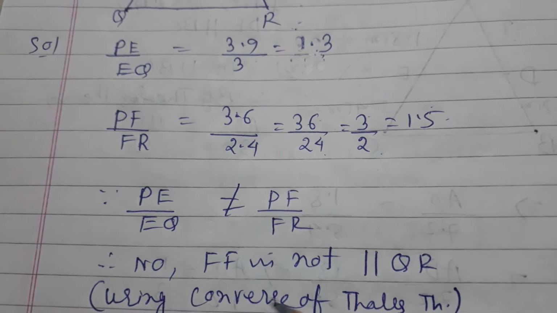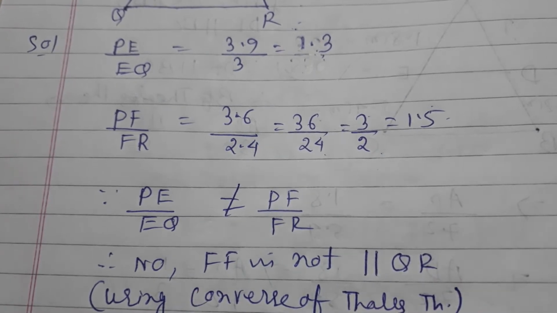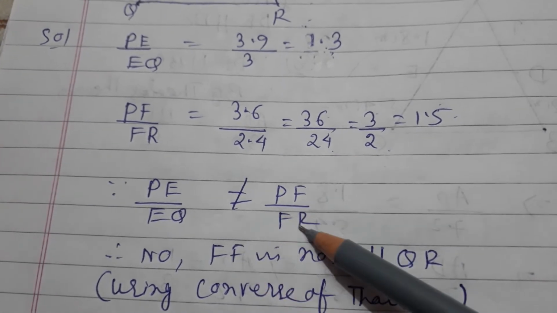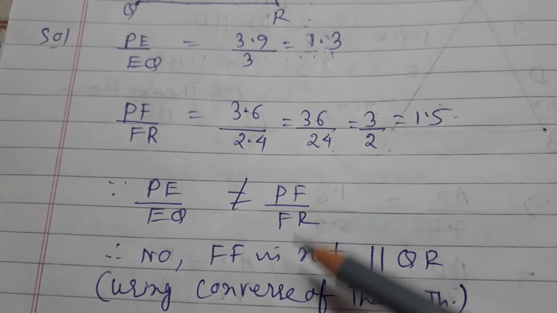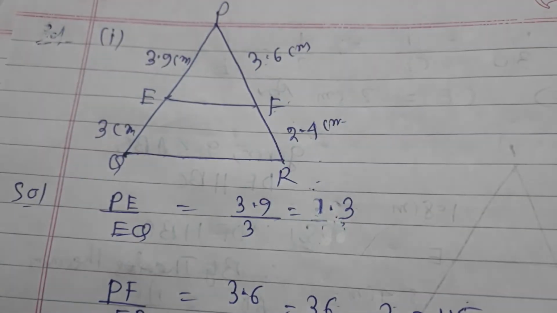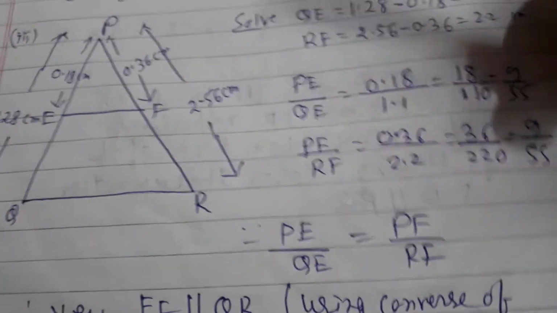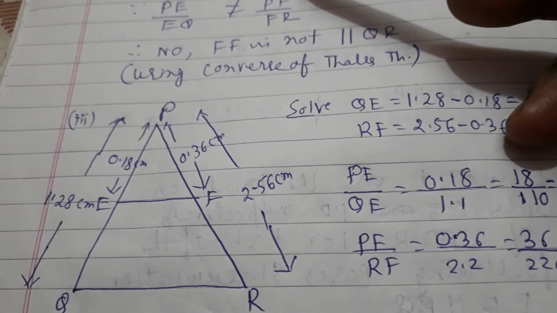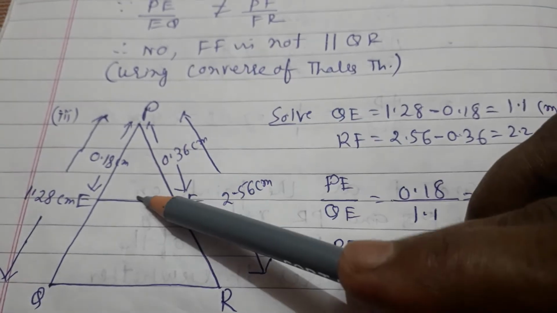So no, EF is not parallel to QR by using the converse of Thales theorem. Okay, if the ratios are equal, then they are parallel. But if the ratios are not equal, then the two lines EF and QR are not parallel. Now next question. In question number 2 there are 3 problems. 1 and 2 are both totally the same. So I have not done question number 2 and now I have done the third question.